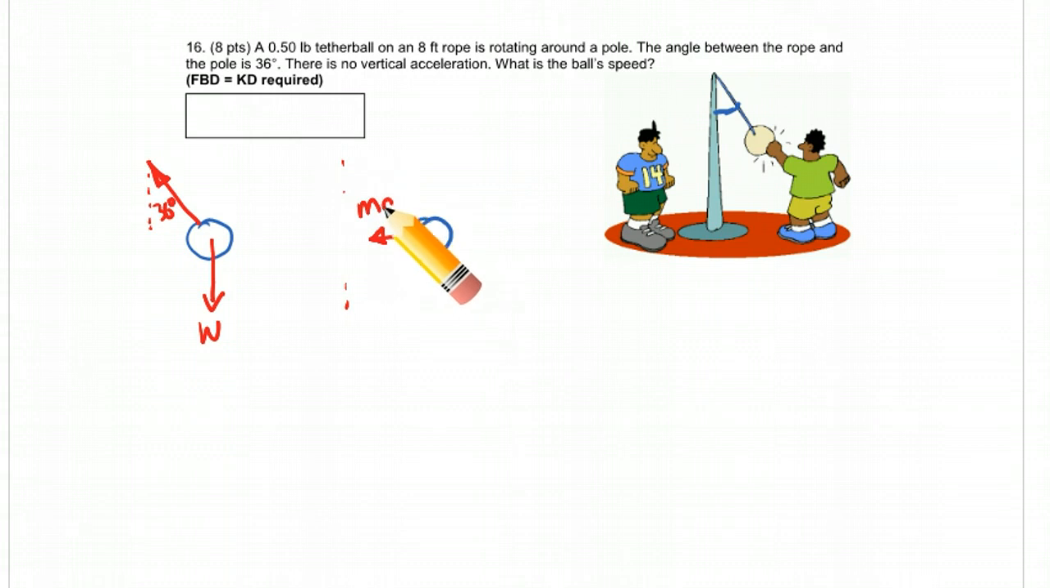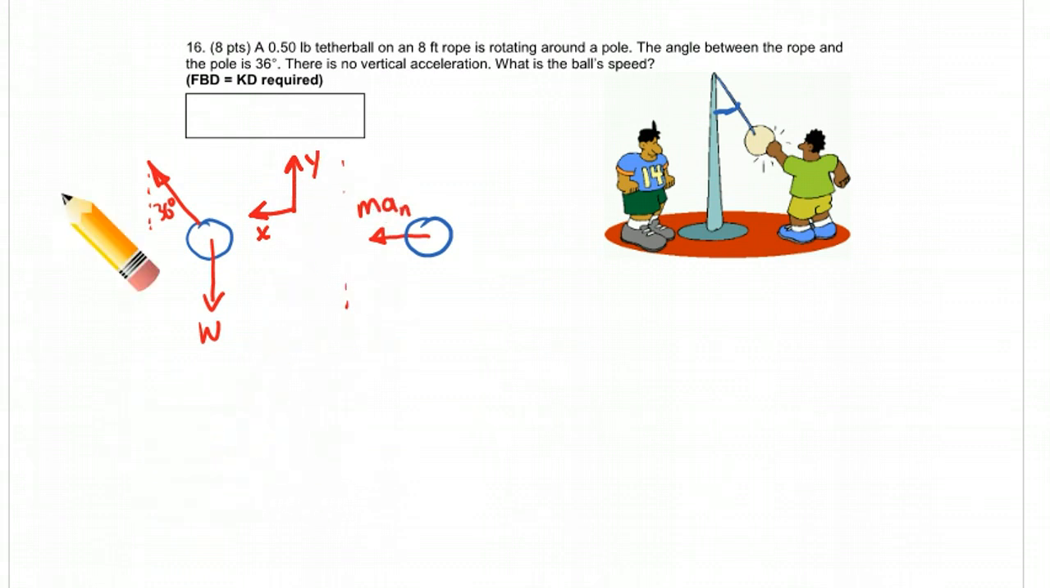a normal or centripetal acceleration component there, and it said there was no vertical acceleration, so that is the only component here. So that's what we're looking for. Just to make it a little simpler, we'll use x to the left and y up. Okay, that's arbitrary.